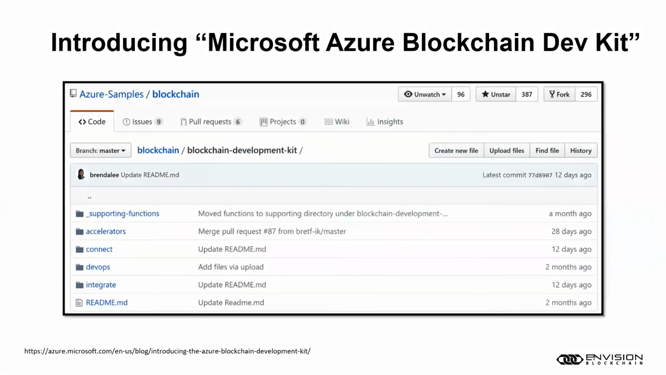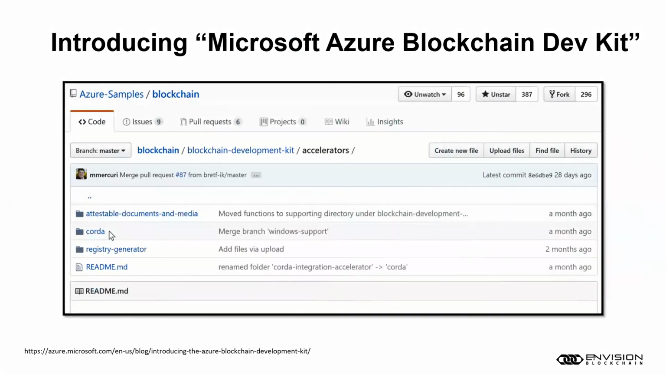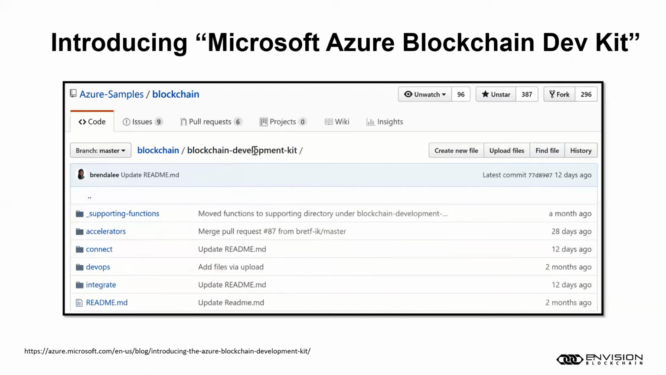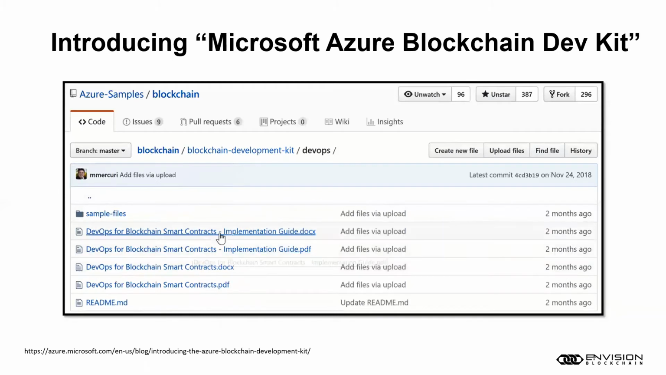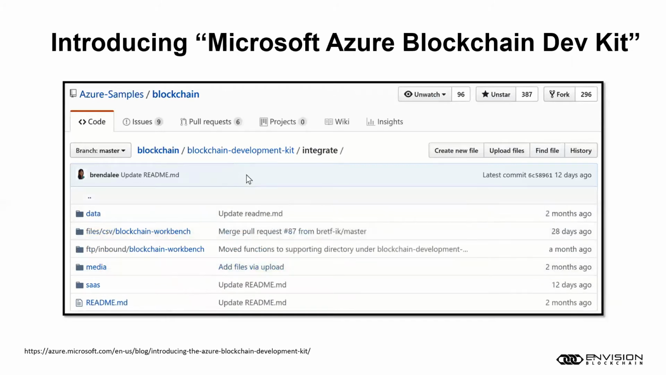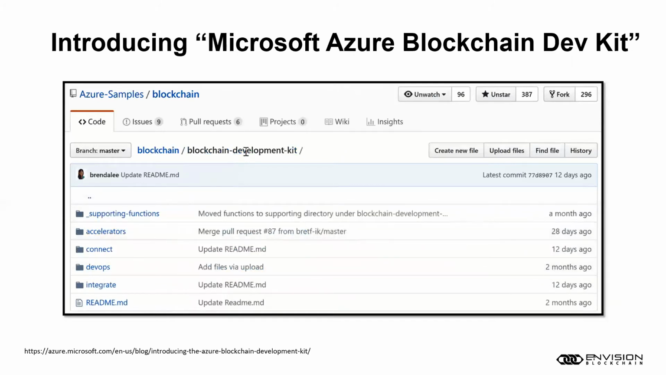Along with that, we have the Microsoft Azure Blockchain Development Kit. This is just a quick little video showing you. This is something that the Microsoft Blockchain Engineering team released about a month or two ago. It's a GitHub repository with a ton of samples to really get going and understand what's happening in the space. As you can see, they have different repositories with samples on how to connect and how to accelerate. There are different DevOps practices, IoT samples, et cetera. And we're actually going to be focusing on this Microsoft Azure Blockchain Dev Kit for the rest of the time.